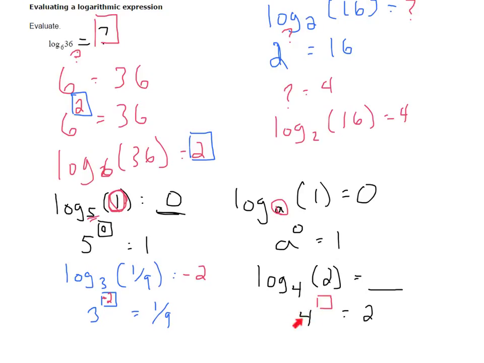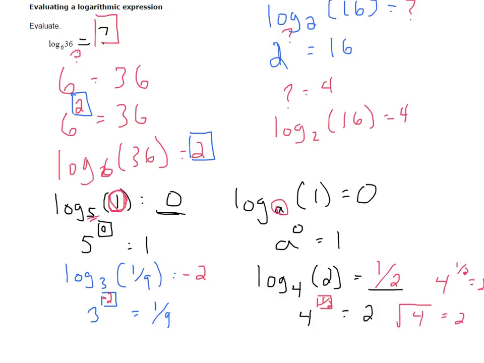Because 4 is greater than 2, and it's not a reciprocal, this is not going to be a negative exponent. But because 4 is greater than 2, I'm probably thinking about some sort of rational number, some sort of fraction, some sort of root or radical. And it occurs to me that the square root of 4 is 2. Well, 4 to the 1/2 power is 2. And so this gives me 1/2, and so the log is going to be 1/2.